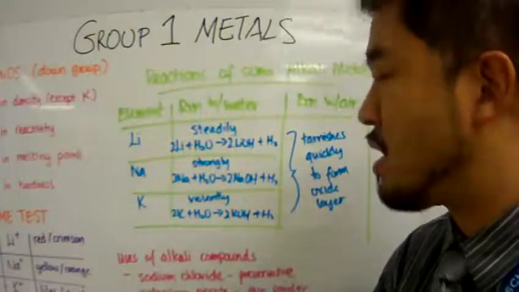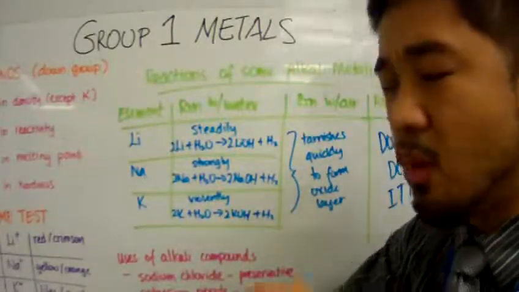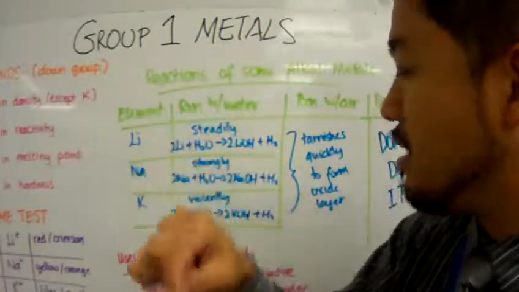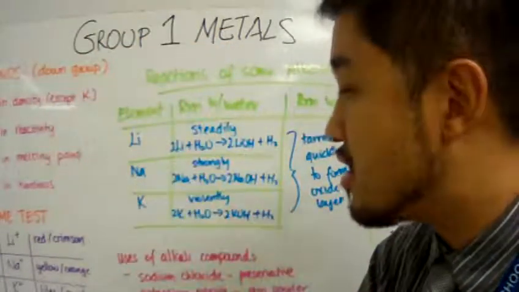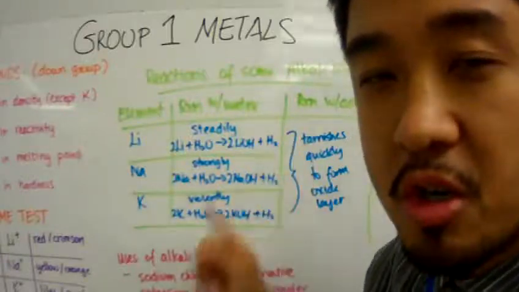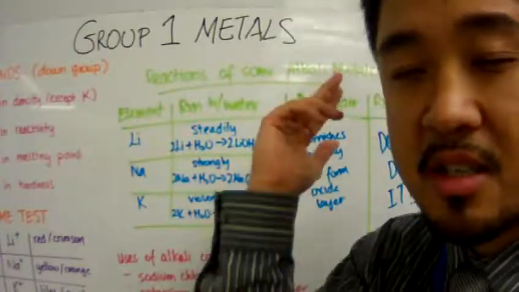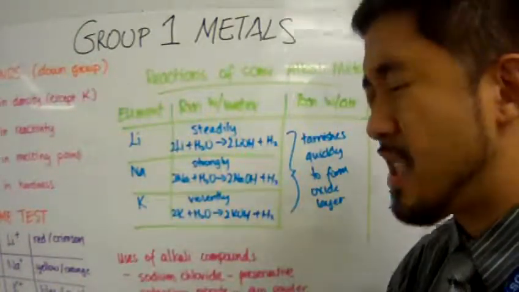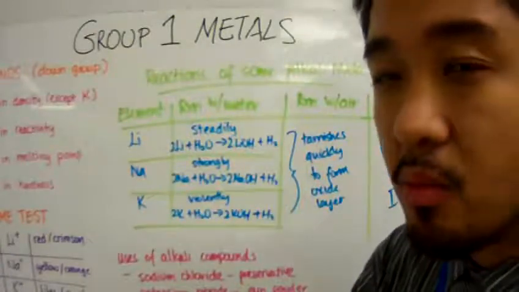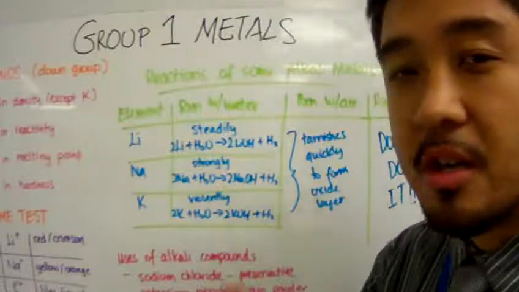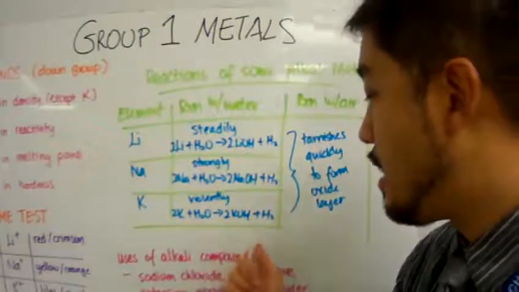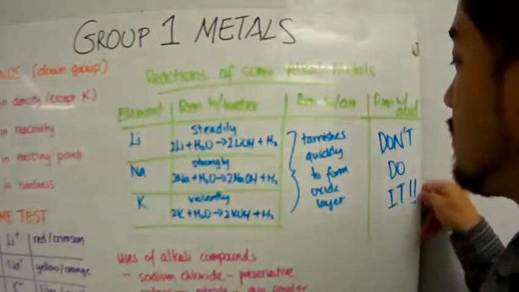Sodium, when you put it in cold water, will react more strongly. It will jump a little bit more rigorously. And also, you make sodium hydroxide. The byproduct again is hydrogen gas. Potassium, when you put it in the presence of cold water, is going to jump more violently and react. You're going to make potassium hydroxide and hydrogen gas.